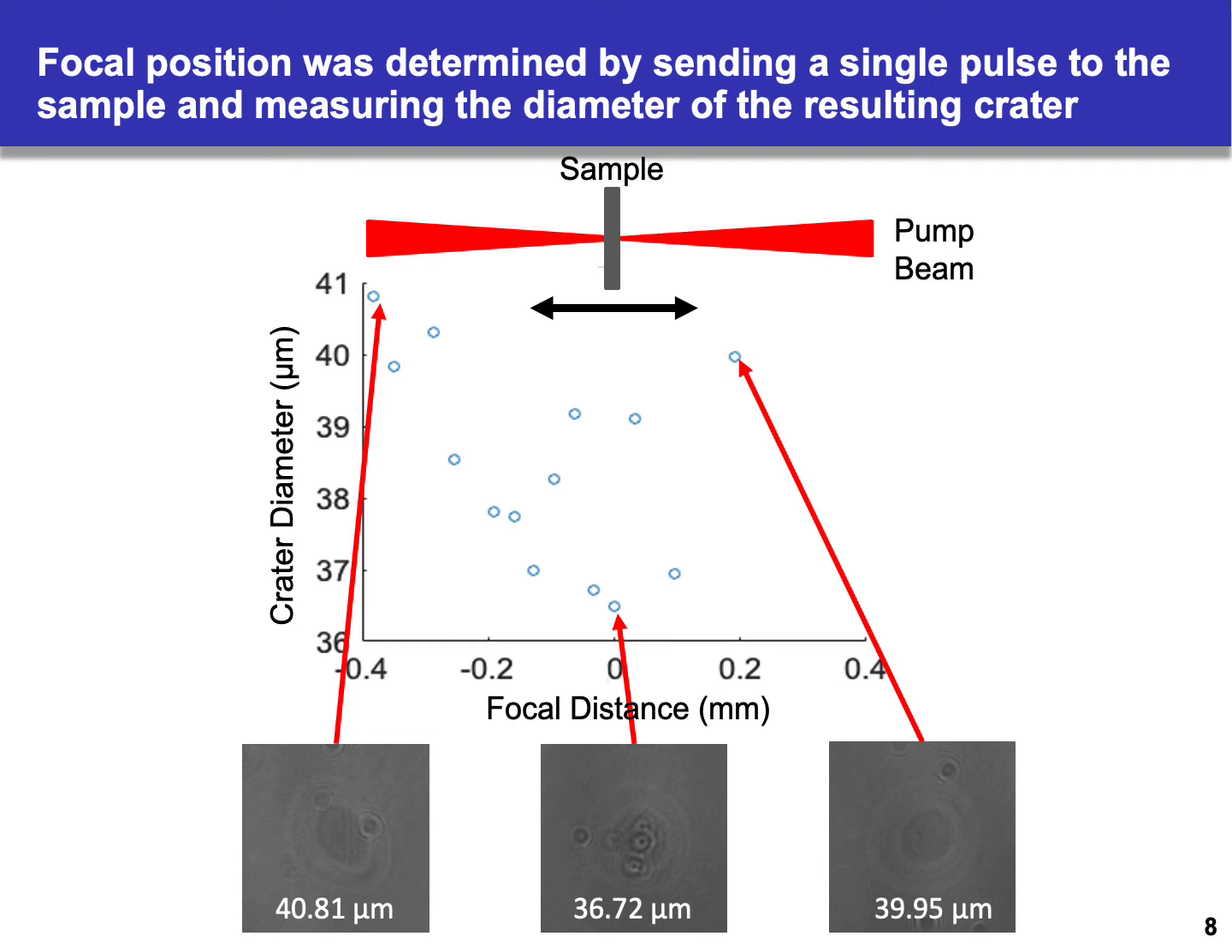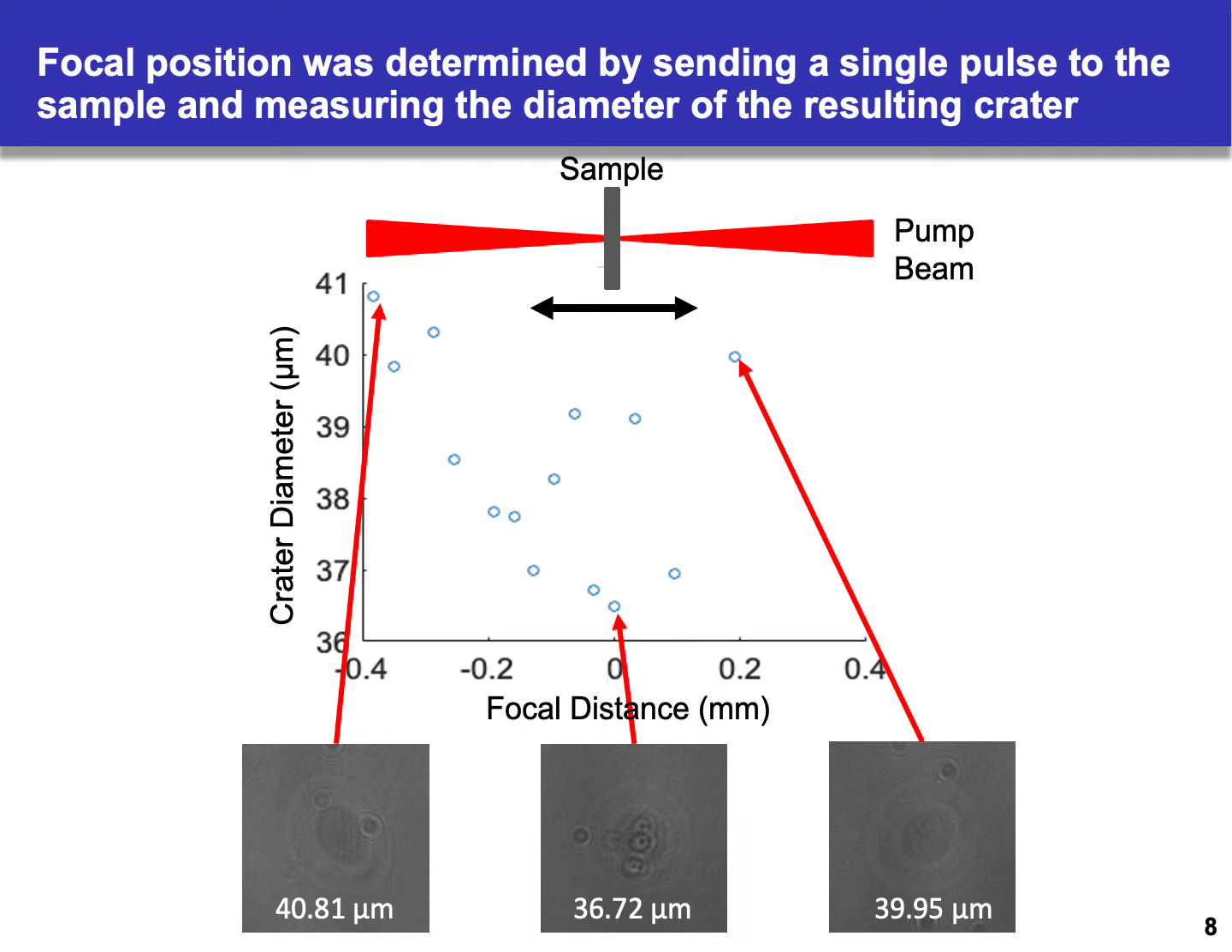Next, we want to position our sample so that the pump pulse irradiates it at a normal angle and its focal position. The sample sits on a 3D stage where we can adjust its position. We want to know where to position the stage so that the sample is irradiated by the focal point of the pump beam, resulting in maximum energy absorption.